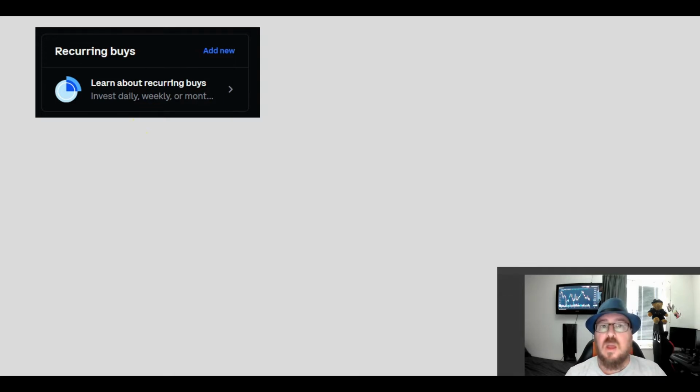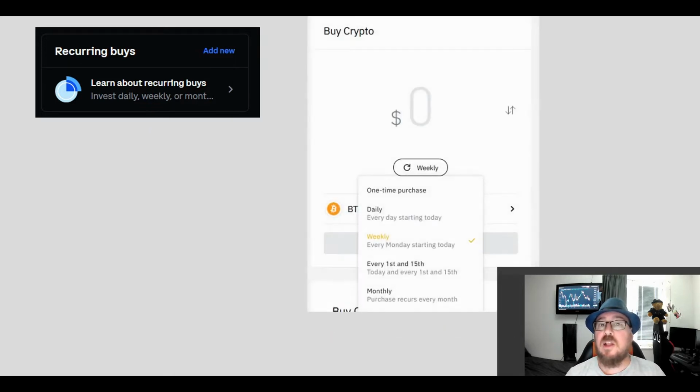The second way I've got here is Binance's recurring buys, which are exactly the same pretty much. You will need to either have credit card details or your account needs to be funded with some USDT or some other similar coin, and then you can choose the coin you want to buy and you can set the time frame you want to do it.